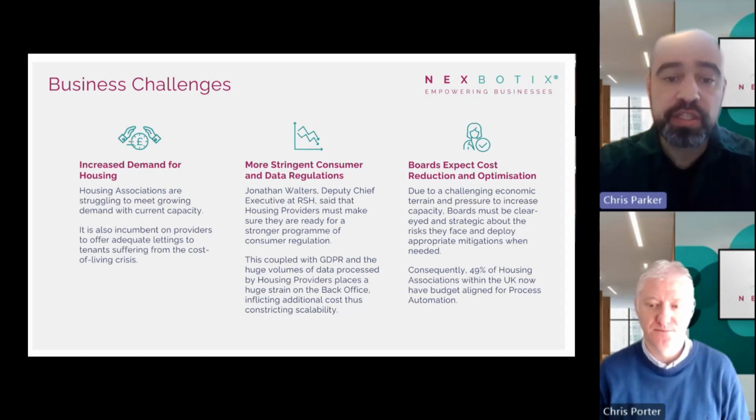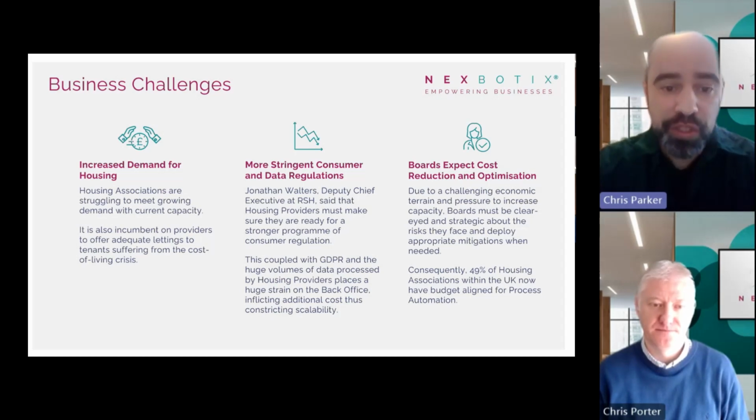But you also face a lot of industry-specific challenges. Increased demand for housing is putting a strain on associations who need to meet this increased demand at current capacity, whilst continuing to offer adequate lettings to tenants suffering from the cost of living crisis. When you couple the strain of increased volumes against the progressively stringent regulatory landscape, especially related to consumer regulations and transparency over the movement and application of data, it is unsurprising that associations are experiencing a huge strain within the back office, resulting in process lag, backlogs of work, and additional costs.